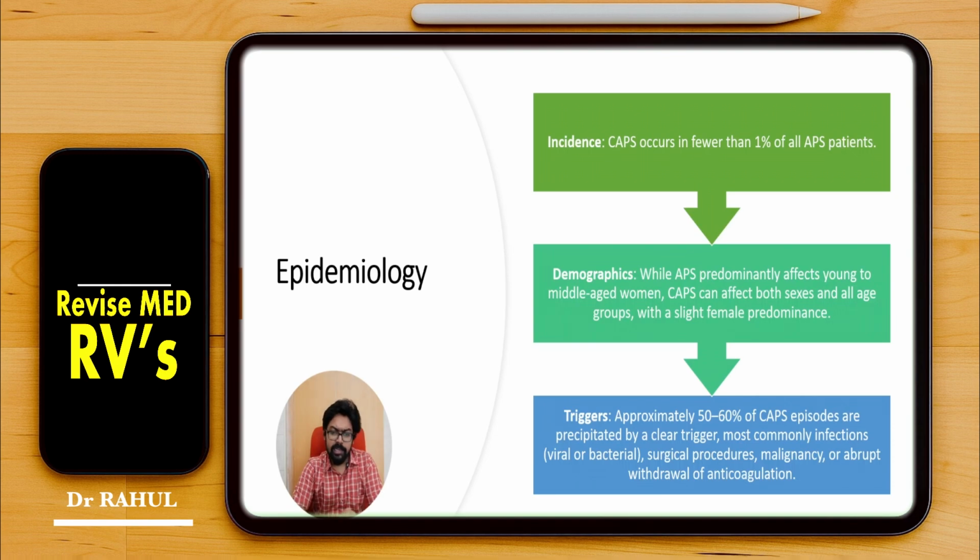Coming to the triggers, approximately 50 to 60% of CAPS episodes are precipitated by a clear trigger, most commonly infections that can be viral or bacterial, surgical procedures, malignancy, and abrupt withdrawal of anticoagulation. Suppose an APS patient is taking anticoagulation, that is acenocoumarol or warfarin, and he stops the drug or is not compliant to that drug, then these patients are more prone to having a CAPS event.